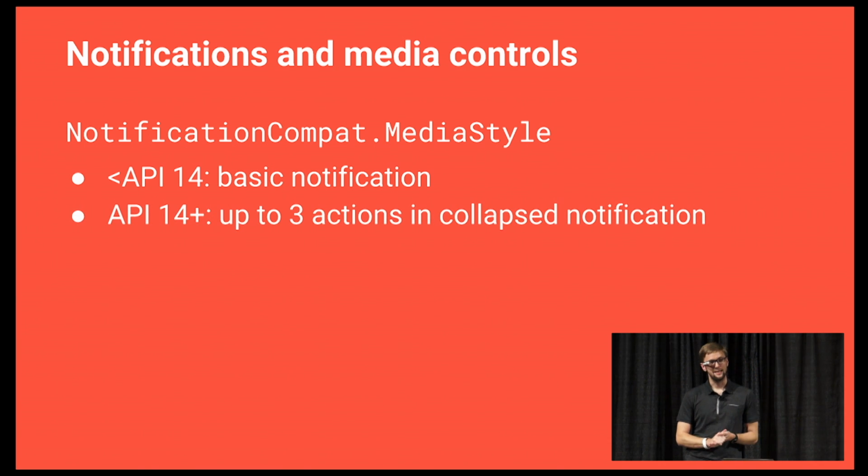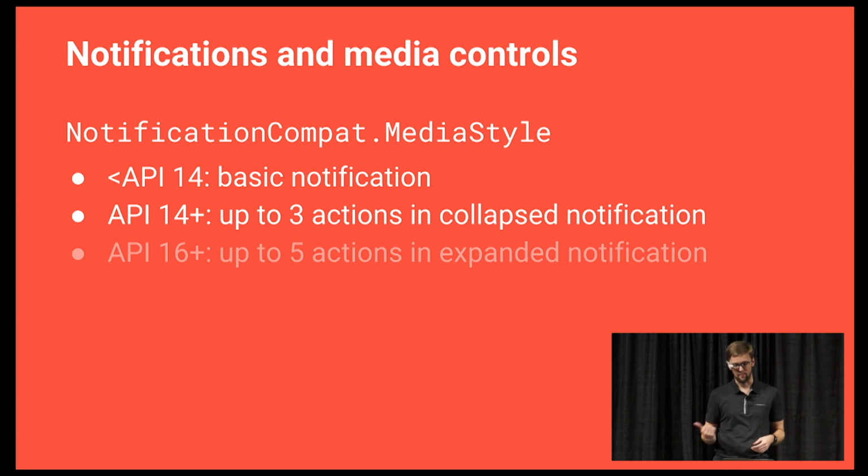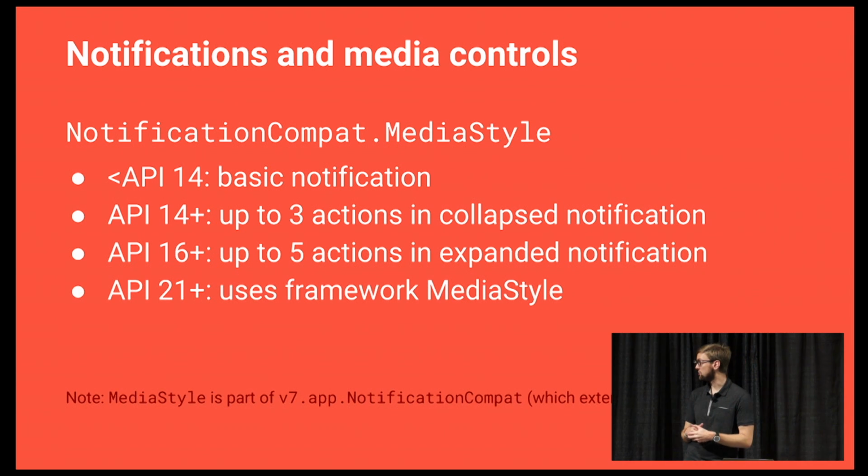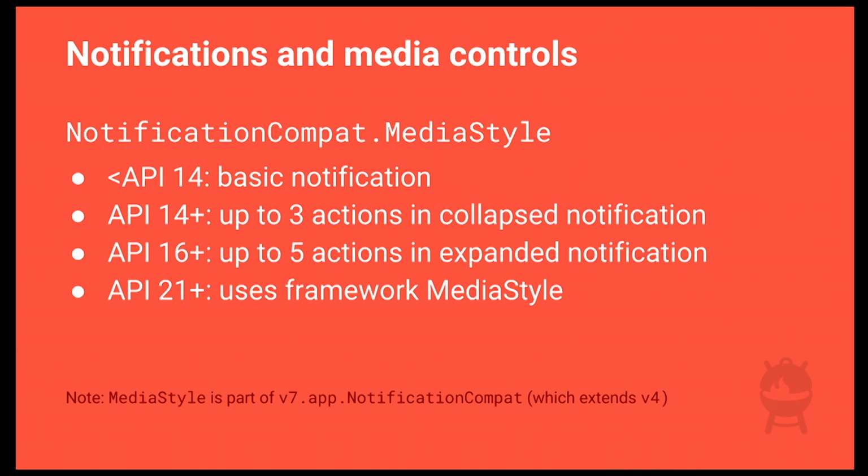You'll get just a basic notification that allows someone to click into your app. Starting in API 14, you can actually have buttons. So we support buttons in that single line state. You can have up to 3 buttons right there in the notification. API 16, Android 4.1, added expanded controls. Here you'll get a larger image for album art, and you'll get up to 5 controls. And in Lollipop, we switch over to the framework media style.